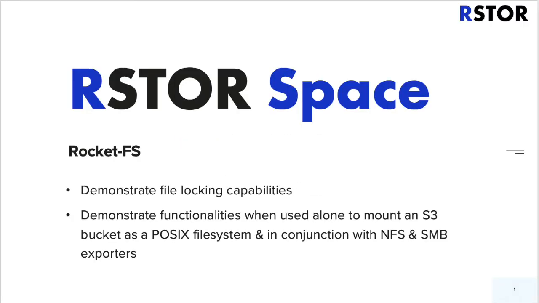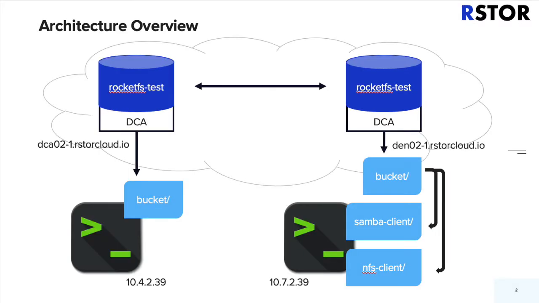This demo illustrates the features of RSTOR's RocketFS and its file locking capabilities. The tool is used to mount an S3 bucket to a local folder and allows it to access its content via a POSIX file system. We will now explore the basic use of the tool.